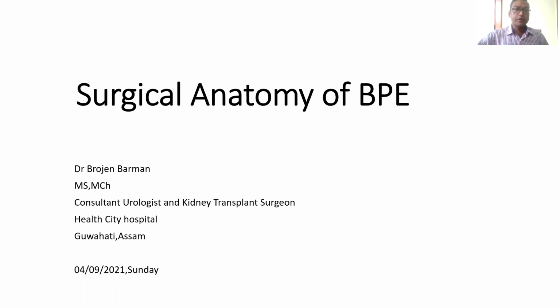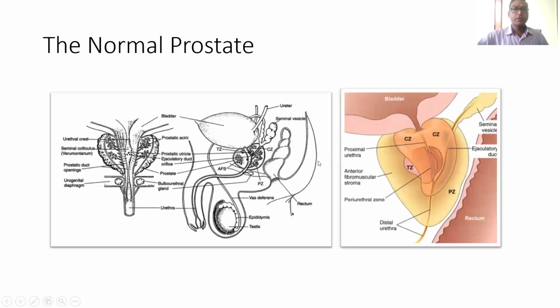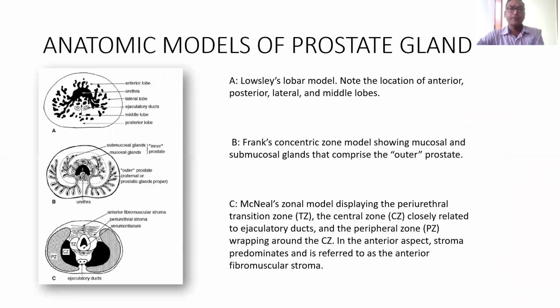Today I'm going to talk about the surgical anatomy of benign prostatic enlargement. The normal prostate lies below the base of the bladder, posterior to the symphysis pubis, anterior to the rectum, and superior to the urogenital diaphragm. The adult prostate is around 5 x 4 x 3 centimeters and weighs about 20 grams. It progressively increases in weight throughout the course of a person's age.